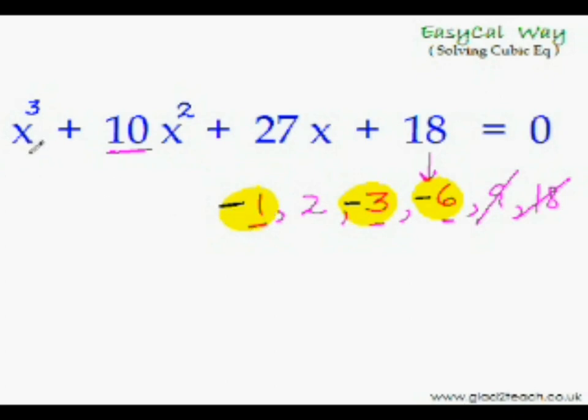So -1 cube is -1 only, -1 square is 1, and 1 times 10 is 10. 27 times -1 is -27, and this is +18. Now 18 plus 10 is 28, and -27 minus 1 is -28, plus 28 minus 28 is 0. That means -1 is definitely the correct answer. So if you want, you can check the other 2 solutions as well. They are correct.